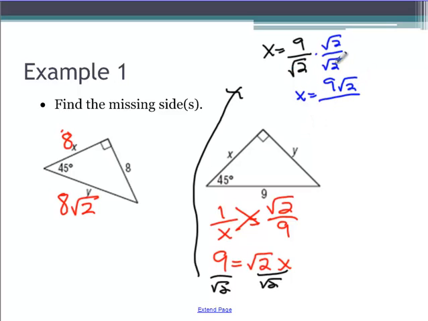In the denominator, square root of 2 times square root of 2 is square root of 4, or square root of 4 is just 2. So x is that, and y is that as well.